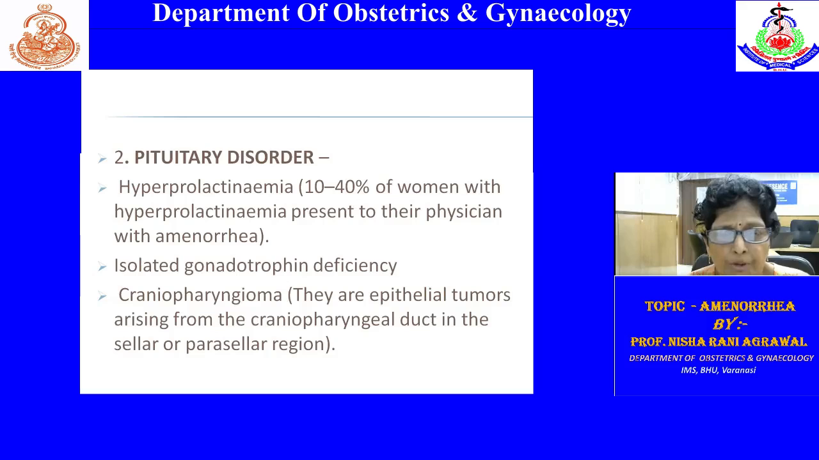Now coming to the pituitary disorders. Hyperprolactinemia causes amenorrhea in certain females. 10 to 40% of females with hyperprolactinemia present to their physician with amenorrhea. Then there can be isolated gonadotropin deficiency, for example deficiency of FSH or LH. Then craniopharyngioma. It's a tumor of the pituitary region. They are epithelial tumors arising from the craniopharyngeal duct in the sellar or parasellar region.